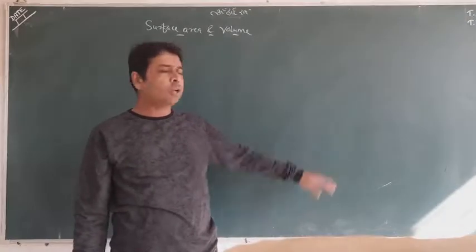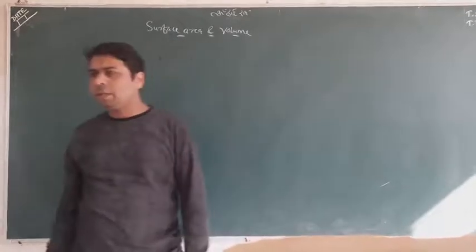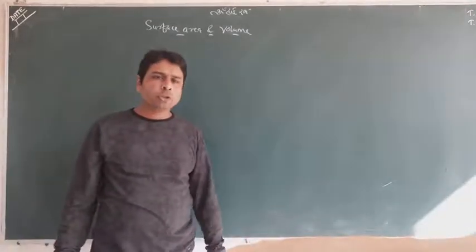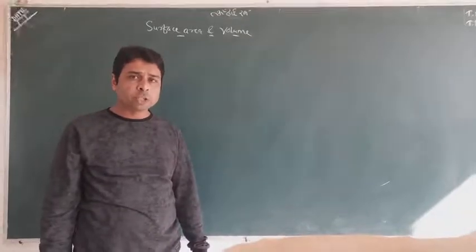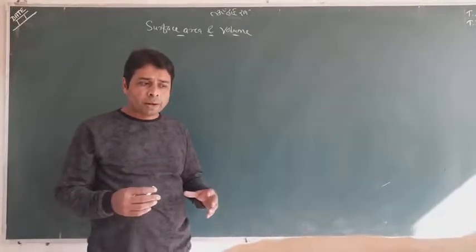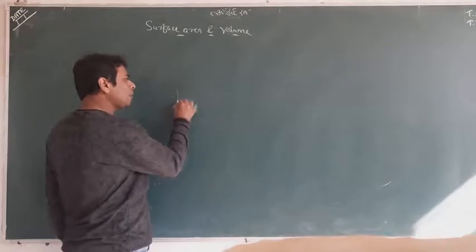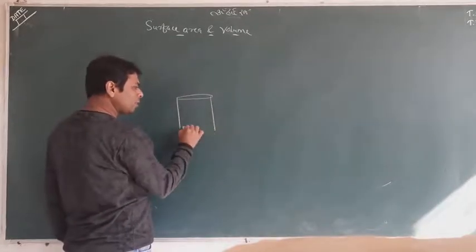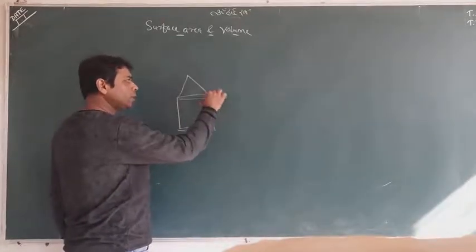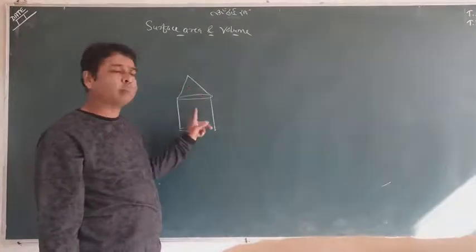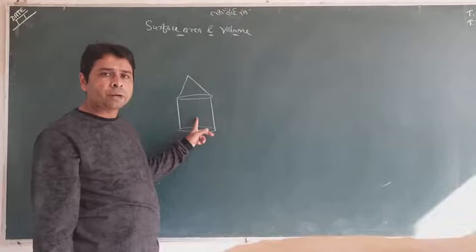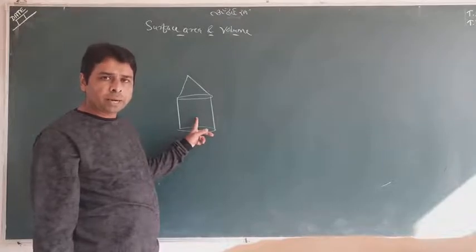So I am not writing all the formulas here. We can directly go on, because here we will have the combination of solids. Let me tell you one example. Suppose there is a cylinder and one cone is on that. We can say that this cone is surmounted by cylinder.